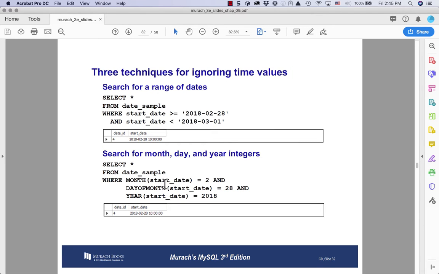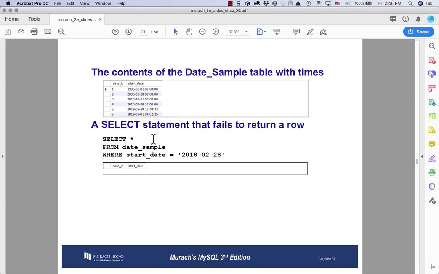What's the fix? Well, one way to fix it is to say, I want everything beginning with the date equal to 28, everything greater than or equal to that and less than the next day, 03-01. That's going to get you 10 o'clock on 02-28. I thought we had some other 02-28s. Yeah, we do. I don't know why we didn't get those.